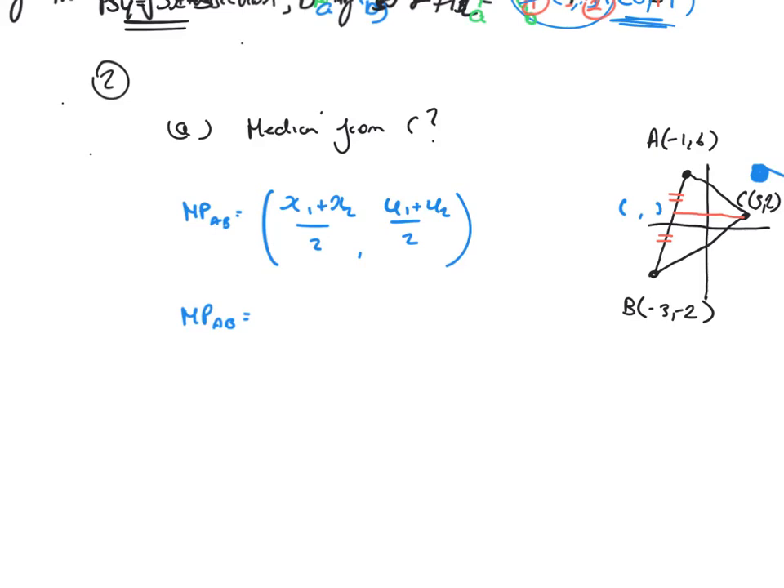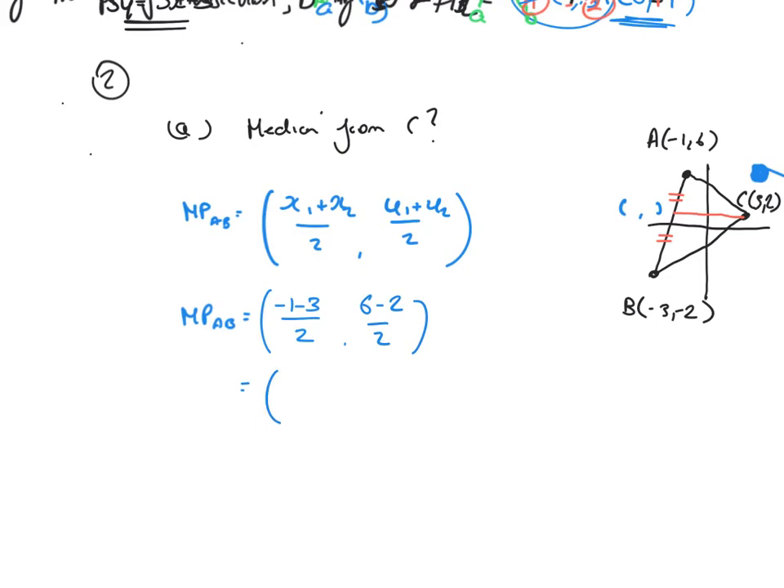Okay, so it's going to be x1 plus x2 over 2: minus 1 plus minus 3 over 2, so it's just minus 1 minus 3 over 2. It doesn't matter which you call x1 and which x2. Okay, so minus 1 minus 3 over 2, and then the y coordinates, that's going to be 6 plus minus 2 over 2, 6 minus 2 over 2.